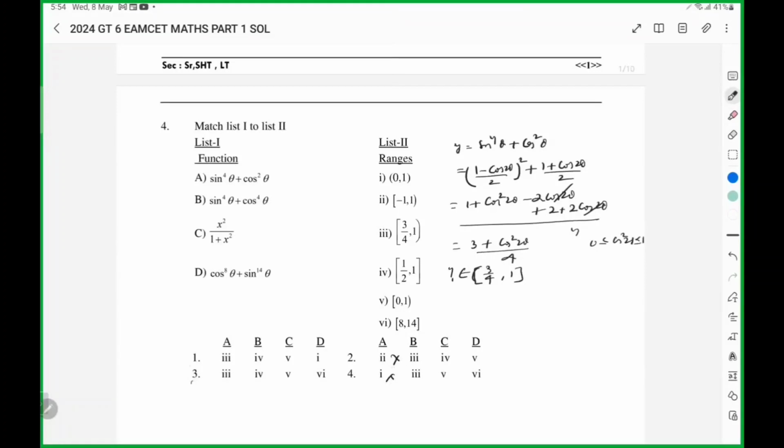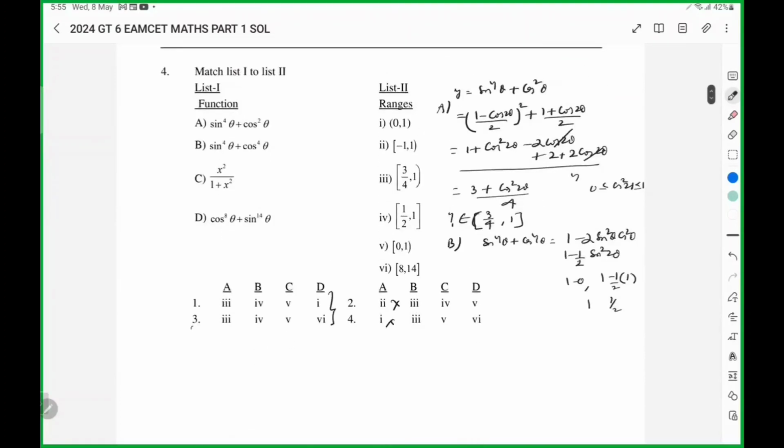There's either first or third. Then take B option. Sin power 4 plus cos power 4, which is sin square theta plus cos square theta whole square minus 2 sin square theta cos square theta, 1 minus half sin square 2 theta. Minimum is this, maximum is, if you remove maximum, you get minima. So the boundaries are half to 1, B maps to 4. Since both of them have the same option, let us see D. Once you see D, you can check which of them is correct.